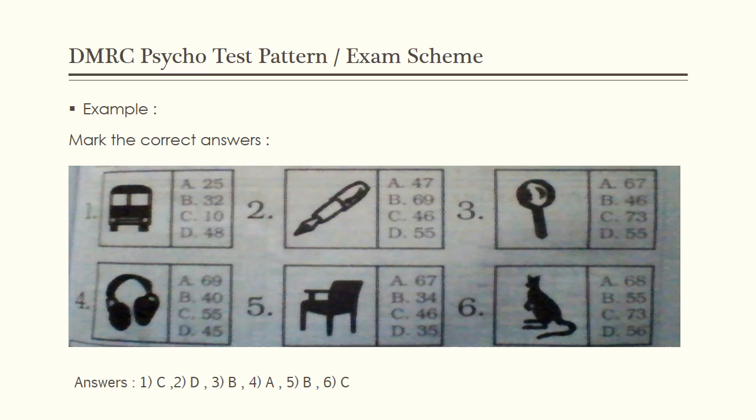In the next slide you can see the bus, pen, key, headphone, chair, kangaroo. These are all the questions they ask, so you have to put the right one. For the bus, the answer would be C, that is 10. If you go back to the previous slide, you can see the bus is connected with the number 10, and the pen is connected with the number 55, so the answer to the second question will be D, and so on.